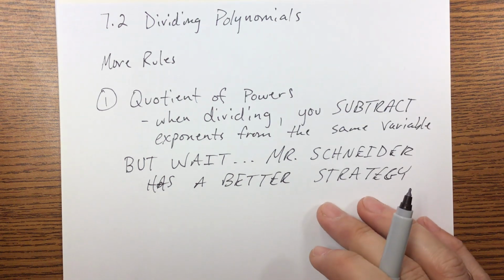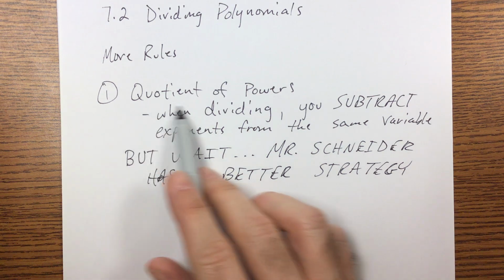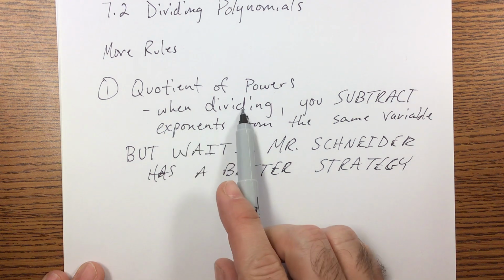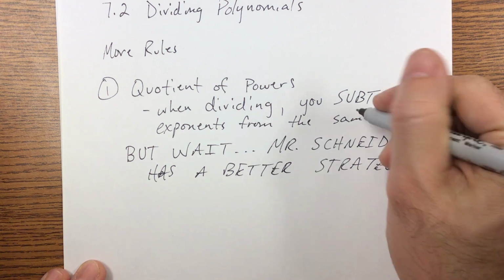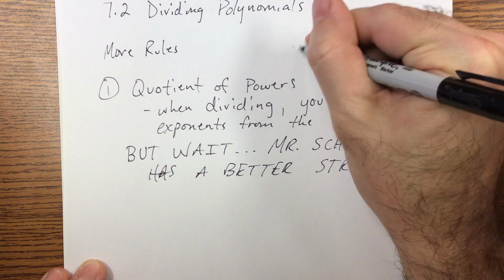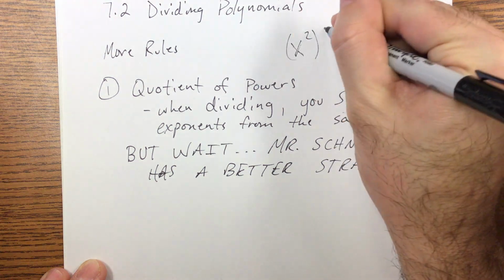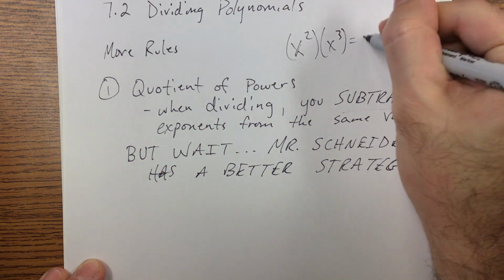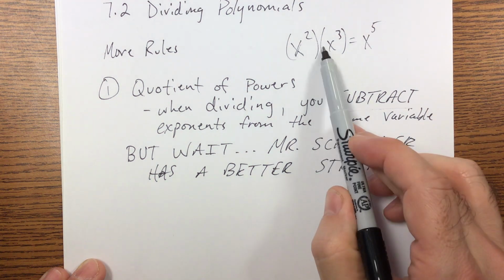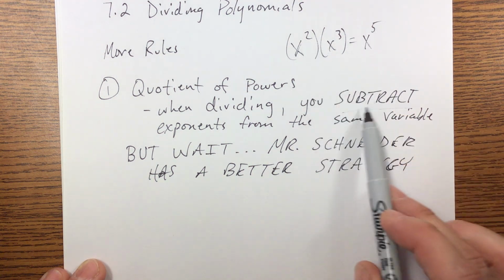So here's our first rule we're going to look at today, and it's called quotient of powers. And again, don't worry about that name. We need to get into what we do when we divide. When dividing, you subtract exponents from the same variable. So you remember yesterday, x to the second times x to the third, we added those, right? So today, very similar. When we multiply, we add. When we divide, we subtract.